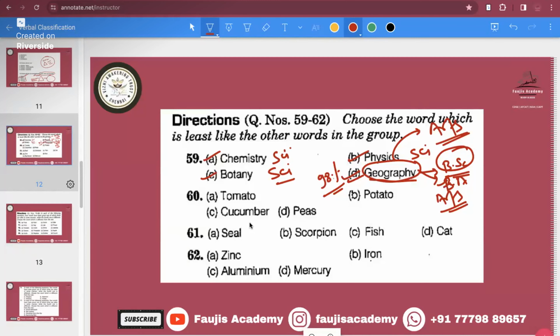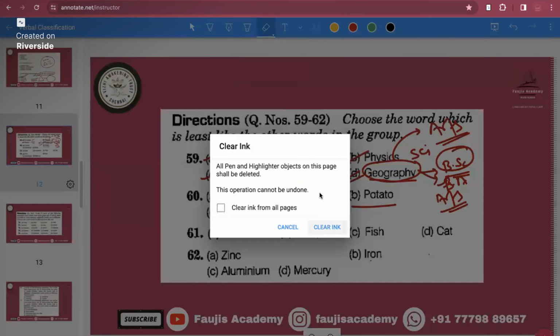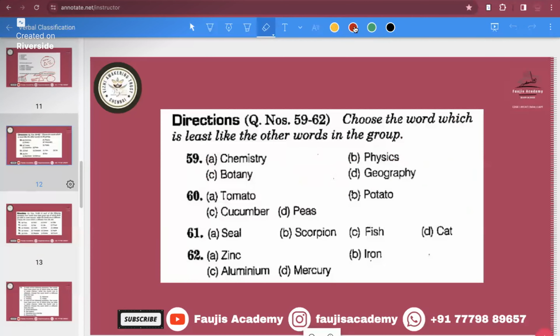Yes. Question number 60. Any doubt? Yes, Harita, any doubt? No, sir. Cool. Question number 60. Option B, sir. B. Yes, sir. Good observation. Anybody else who would like to contest her opinion of B as the answer? Probably her thought is that potato is root and all the rest grow outside, cucumber and peas.